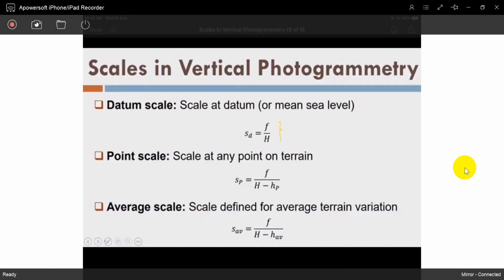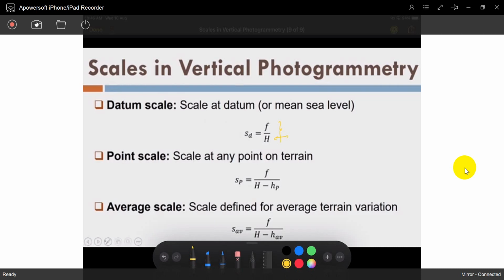The scale is defined at the datum or mean sea level. Datum is a reference. Otherwise, the scale at one point on the terrain can be obtained, where HP is the height of that point from the datum. So if every point has a different scale, how can we get one?